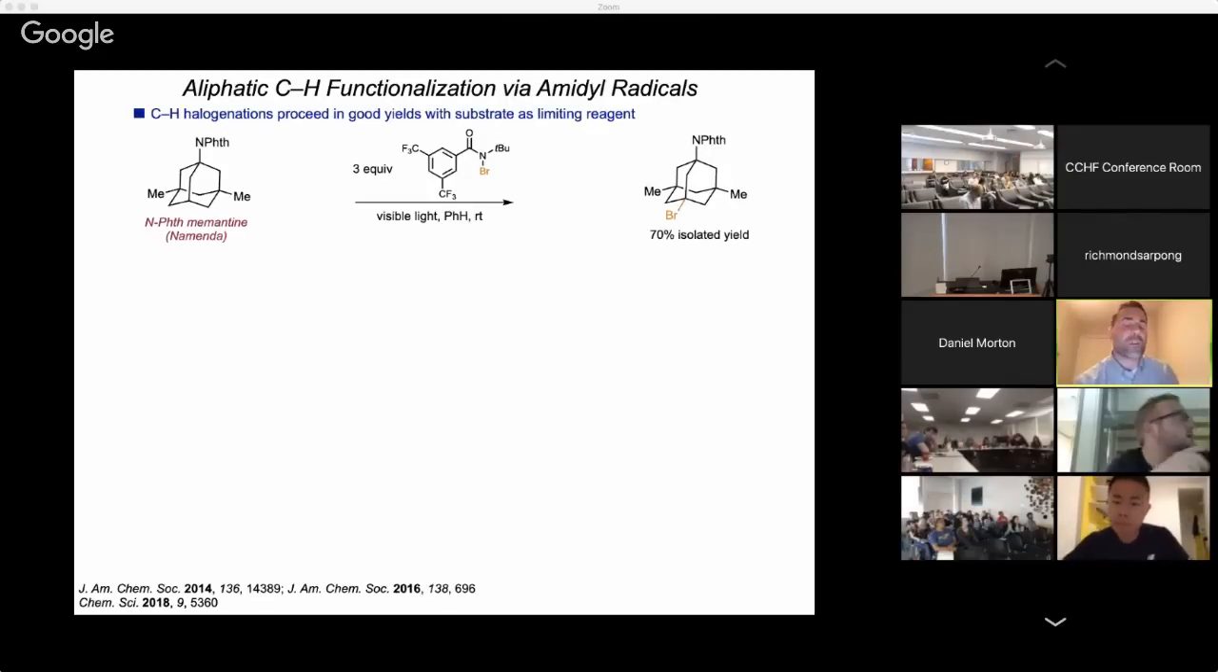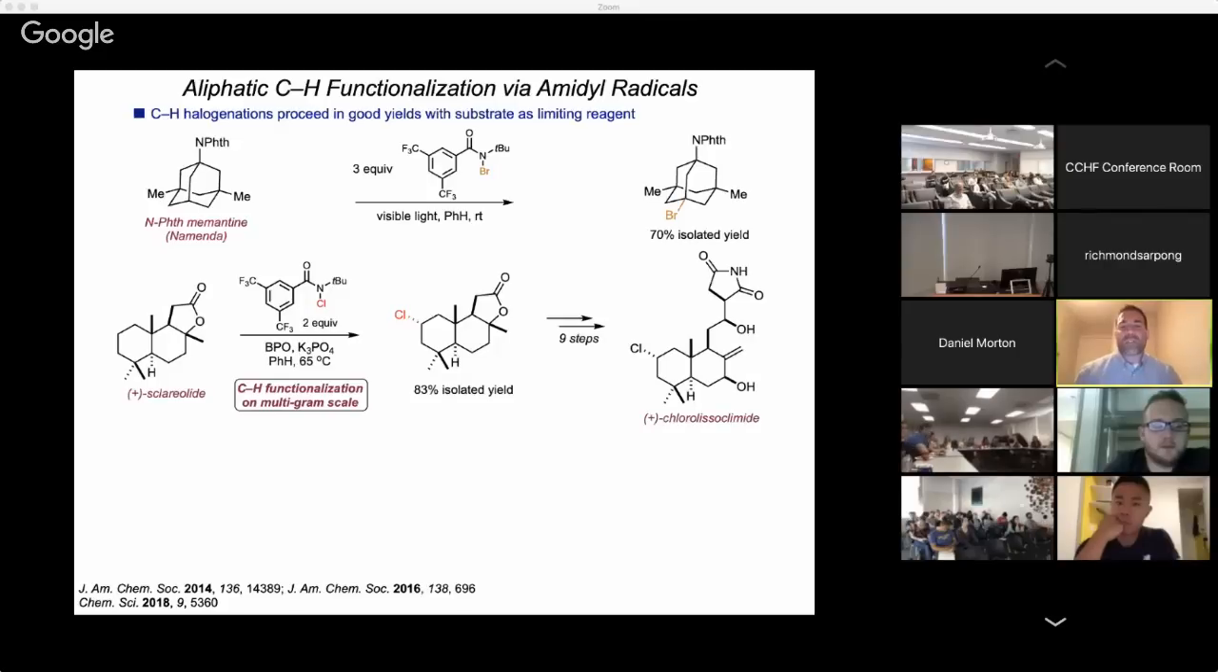We started by looking at CH bond halogenation, and this is a few years ago. I won't talk about it too much today, but we're able to functionalize a number of different compounds. We started with the bromination. Here's an example of a memantine derivative, site selective for that tertiary position.